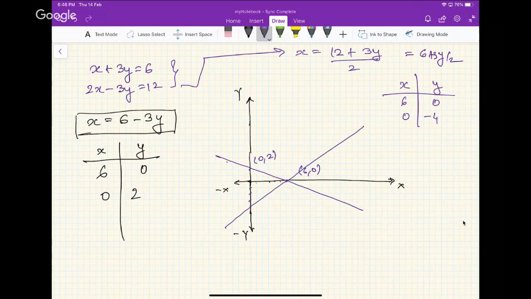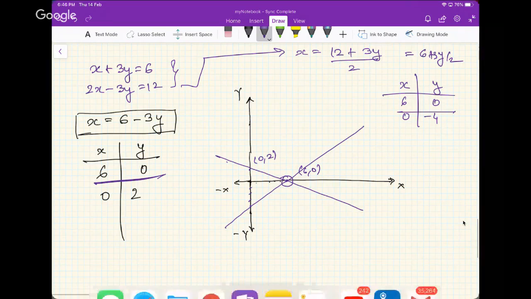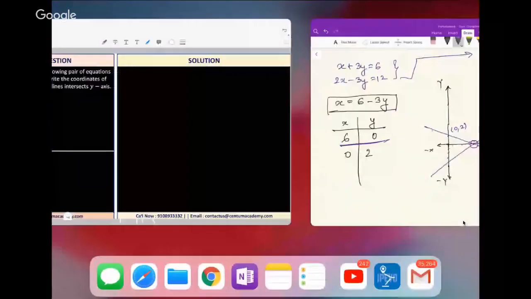Clearly the point of intersection is 6, 0, because 6, 0 satisfies both. Let's check whether it is actually true. If you put 6, 0 here, it is satisfying the first one, and if you put 6, 0 into the second one, it is satisfying. So hence 6, 0 is the solution. This is how graphically you have to solve this.